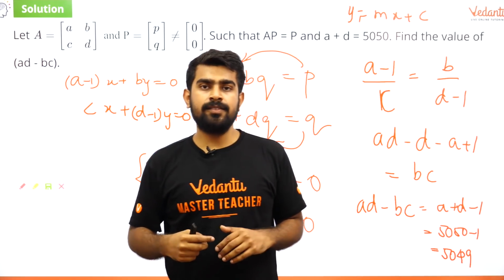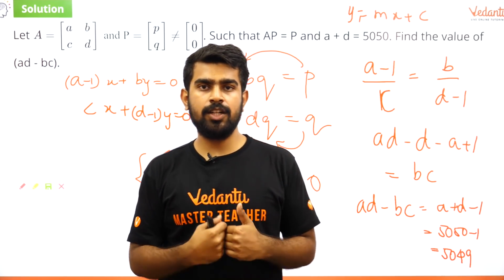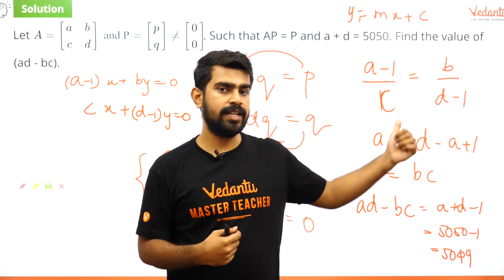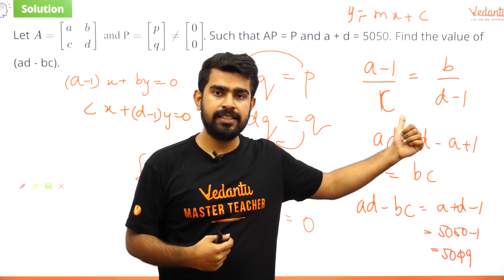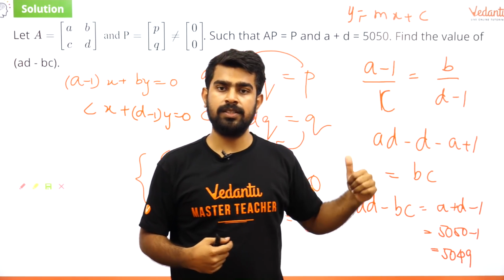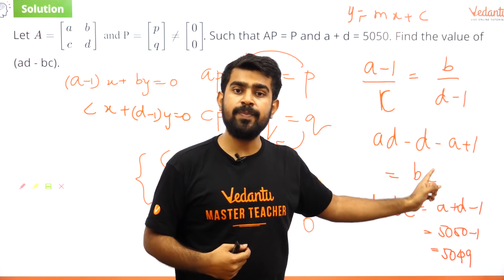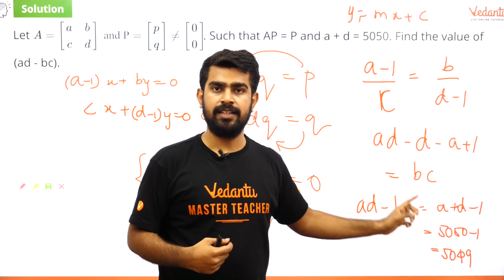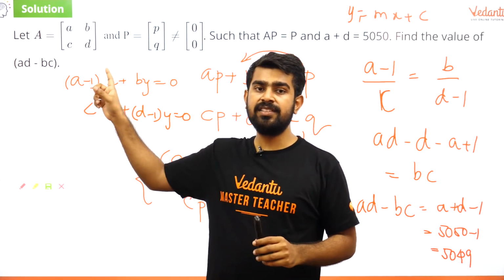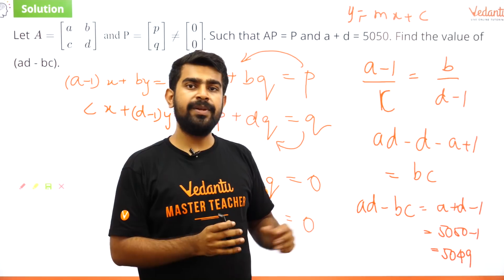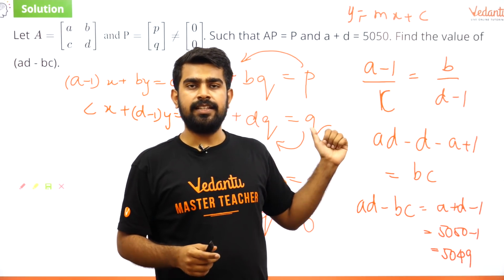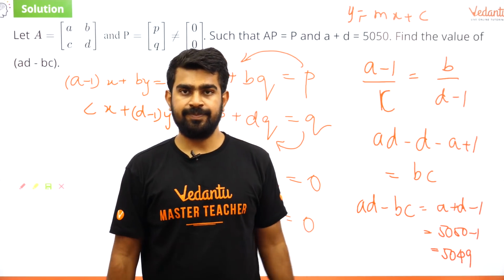If they are coincident, they are going to be proportional, right? The coefficients are going to be proportional. That is what I have done here. A minus 1 by C is equal to B by D minus 1. And when I cross multiply, I get AD minus D minus A plus 1 equal to BC. But what am I interested in? I am interested in AD minus BC. So I bring BC to the left hand side and then I get my answer.